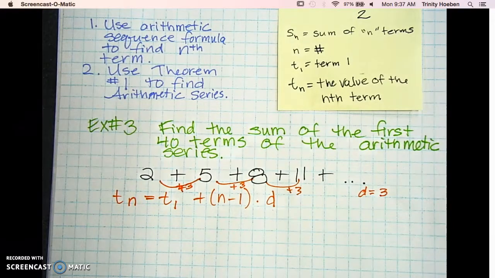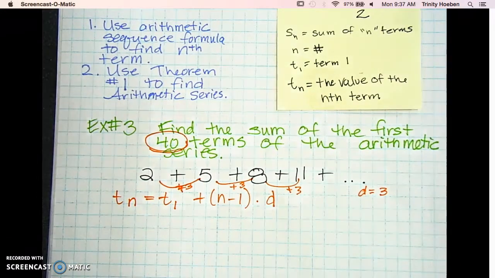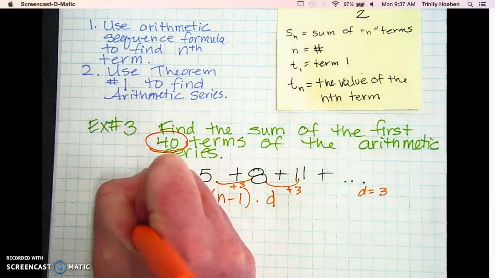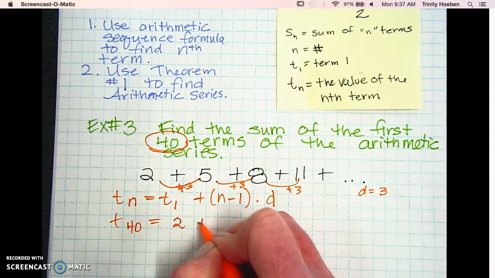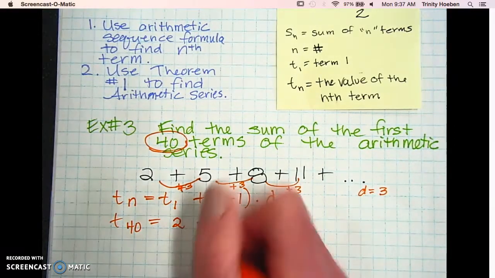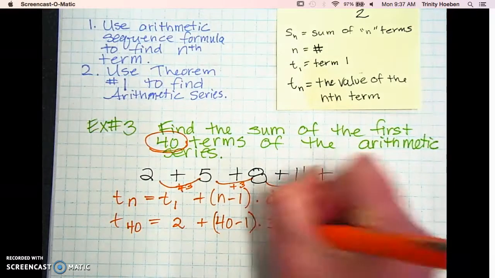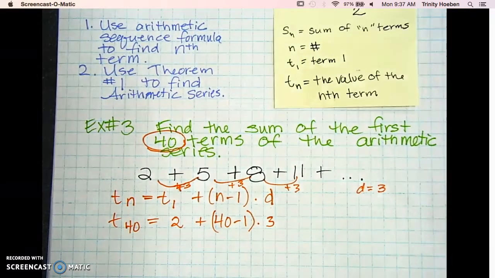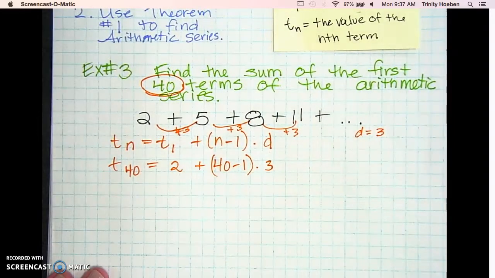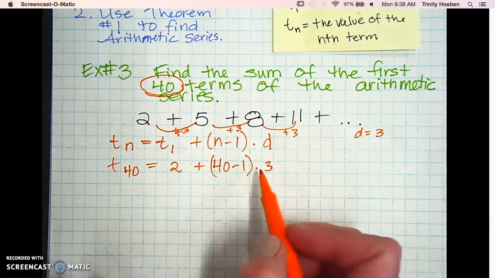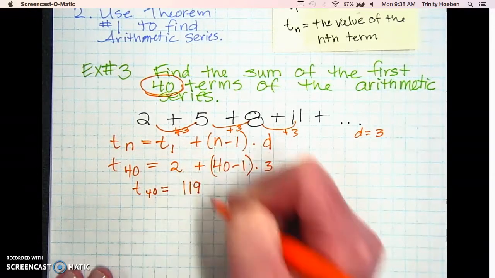And then the question tells us we want the 40th term, right? So that's what we're going to use first. We're going to say the 40th term is going to be equal to the first term, which is 2, plus, and then we have to plug in 40 for n, so 40 minus 1, times the D, which we just figured out, times 3. And at this point, you can just plug it in your calculator. 40 minus 1 is what? 39, and 39 times 3 is 117, and then you add 2. So the 40th term is 119.